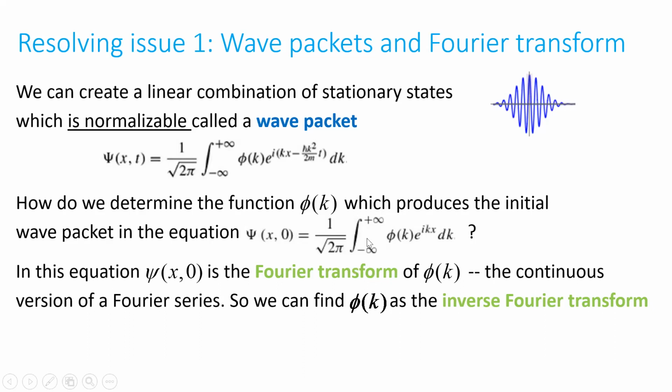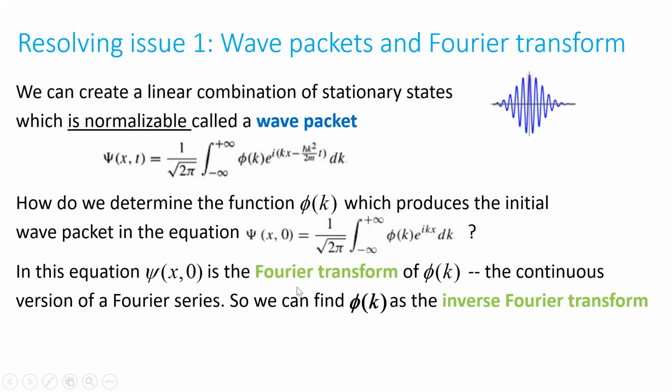In the Fourier transform, we have a continuous range of stationary states with wave number k, and we integrate over that continuous range. So it's a full continuous infinity, not a discrete infinite sum. It's a continuous integral over all of these k. So that's the Fourier transform.